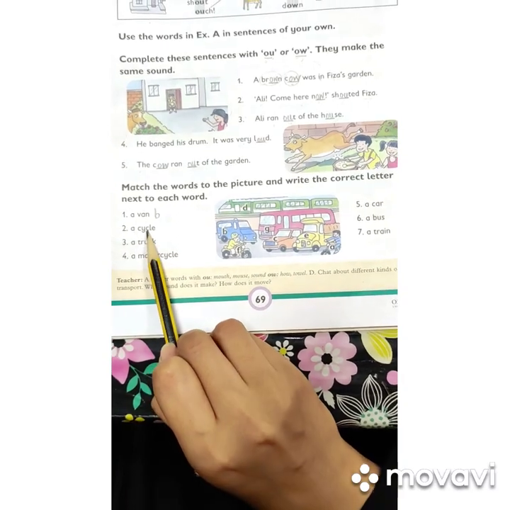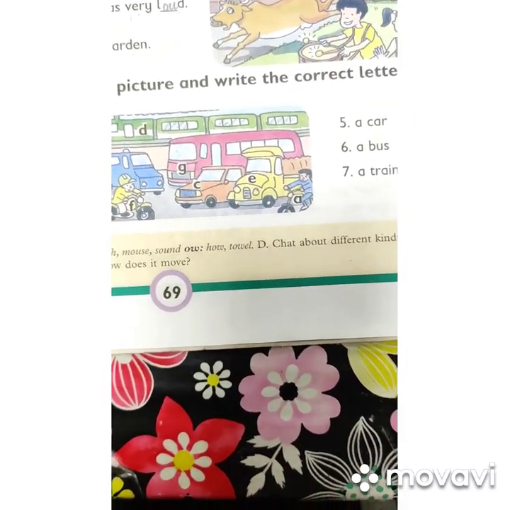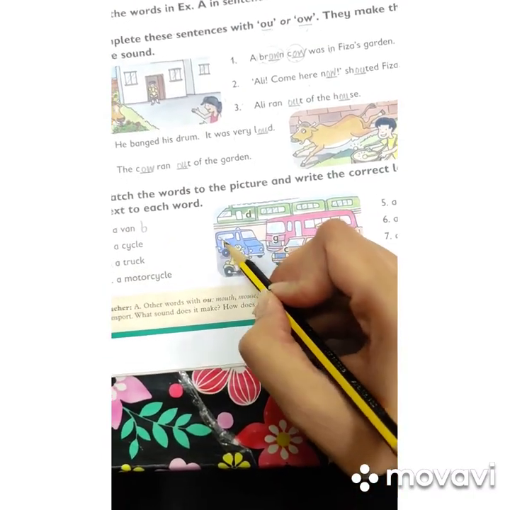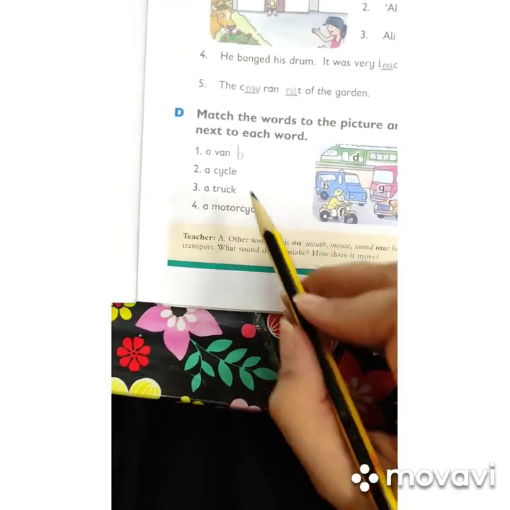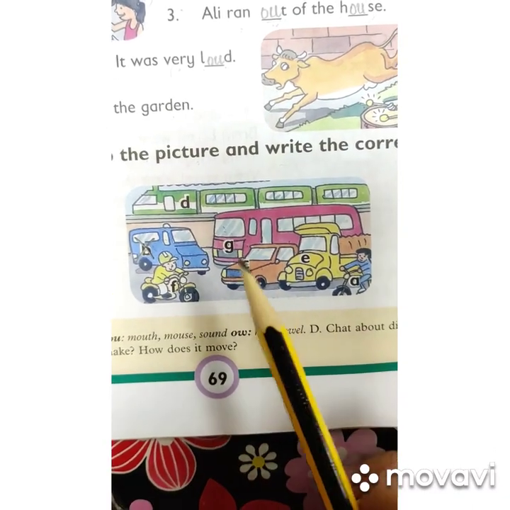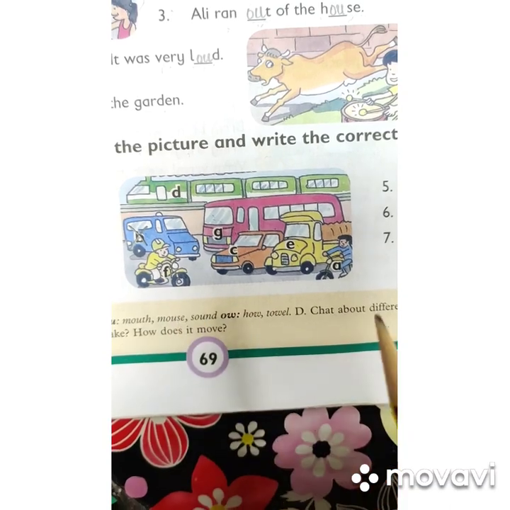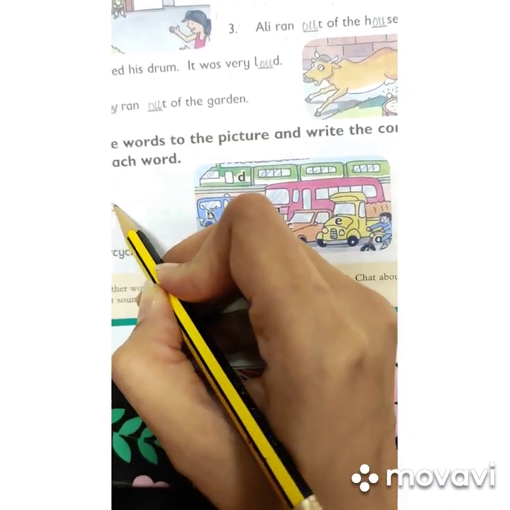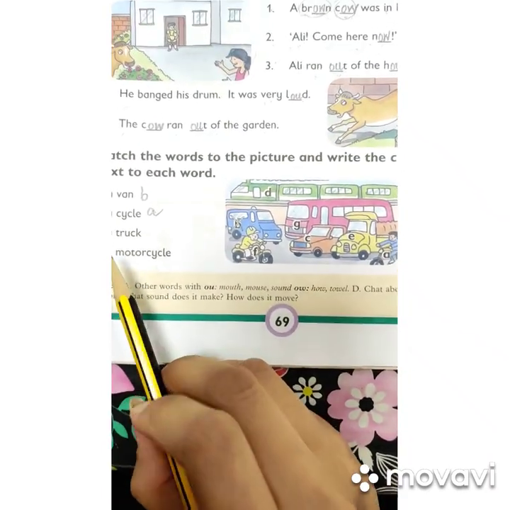Number two, a cycle. Which one is a cycle? Students, one more thing. When we finish writing the answer, we can cross it out from here so it will get easier for us to choose the remaining ones. Let's look for cycle now. Which letter is the cycle? D, G, C, E, A, or F? It's A. Very good. Clap for yourself. You are doing very good.